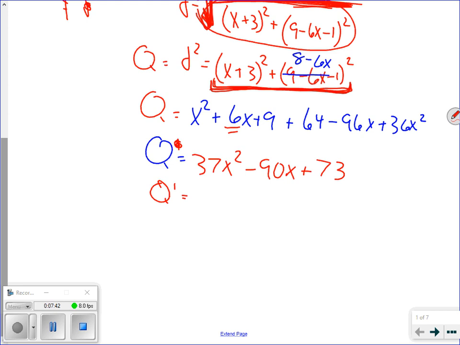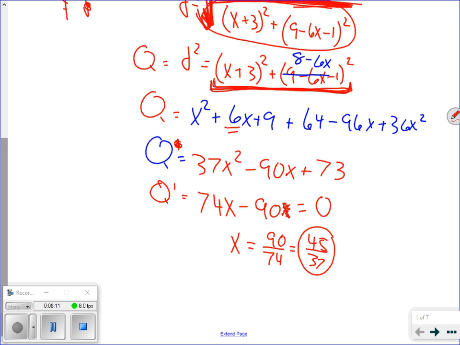So 37 times 2 would be 74x minus 90x equals, and we're going to set that equal to 0. Oh, that's not an x. There's no x there. I'm sorry. So 74x minus 90 equals 0. And then x equals 90 over 74, or 45 over 37. So whenever x is equal to that exact point, we should have a minimum distance.